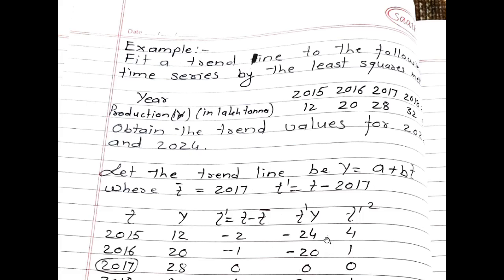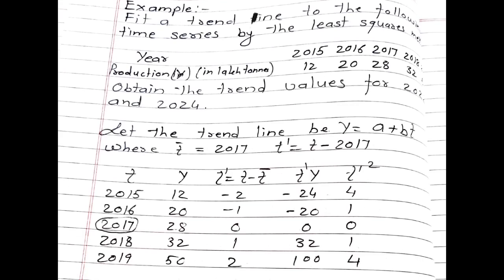See the example. Fit a trend line to the following time series by the least squares method. Year and production are given to us. Year 2015 production is 12 lakh tons. For 2016 production is 20 lakh tons. For 2017 production becomes 28 lakh tons. For 2018 the production is 32 lakh tons, and for 2019 production is 50 lakh tons. Obtain the trend values of 2022 and 2024.